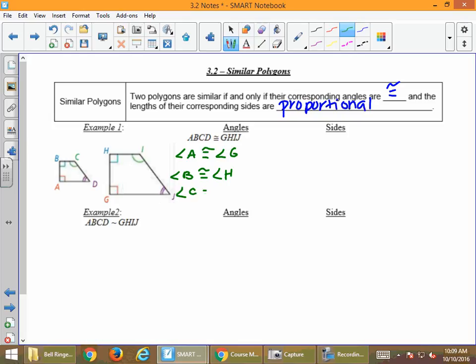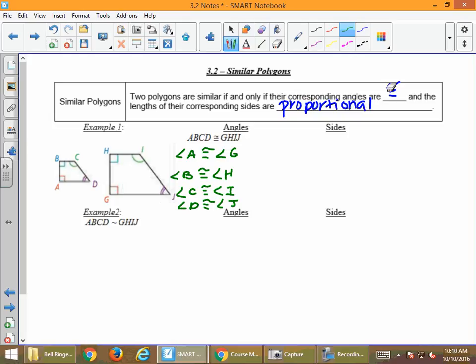Angle C is congruent to which angle? I. Same spot, they're going to match up. If you need the diagram, they both have one arc, they're going to match up. And then lastly, angle D would match up with which angle? J. Same spot in the statement. D and J both have two arcs in the diagram, they would match up. Just like we did last unit.